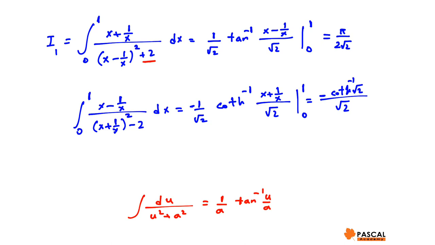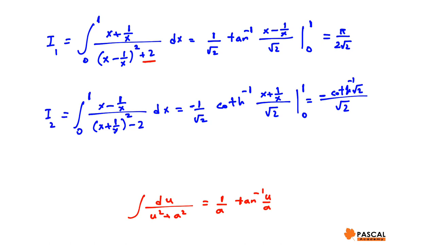This improper integral is equal to pi over 2 root 2. When x is 1, tan inverse of 0 is 0. When x approaches 0 from the right side, tan inverse of x minus 1 over root x divided by root 2 is negative infinity. And if we subtract, we get pi over 2 root 2.